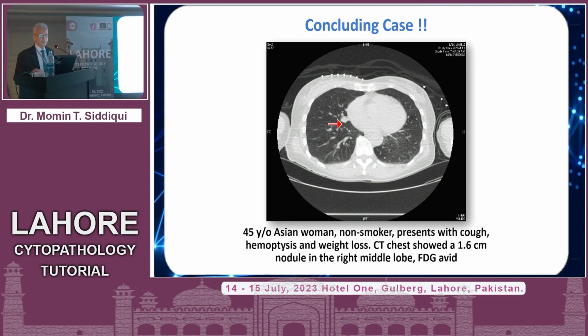In the next couple of minutes, let me go over this. This was actually a very interesting case, and the key here is the radiologic presentation. It is a solitary nodule. It is well circumscribed. It's small also, about 1.6 centimeters. It's FDG avid. It's in the right middle lobe.